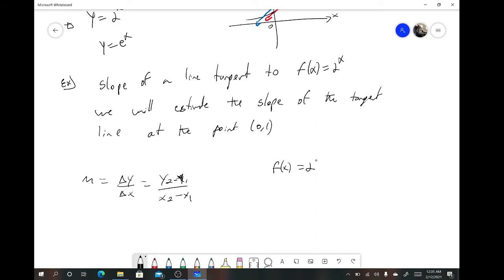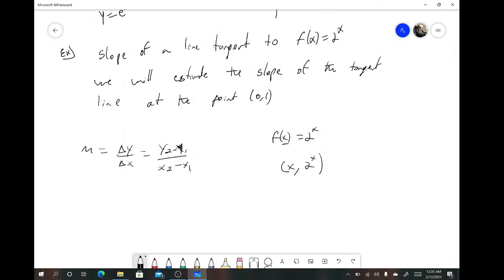What happens if I plug in x into the function? So if I plug in x into the function, my output is just going to be 2 to the x. That's by definition of what a function is. So this is going to be the coordinate that I'm going to use to actually find the tangent line.